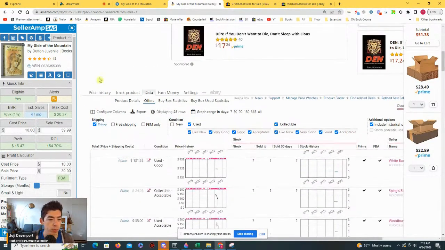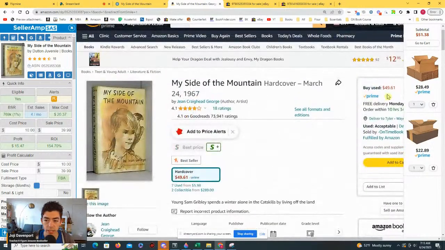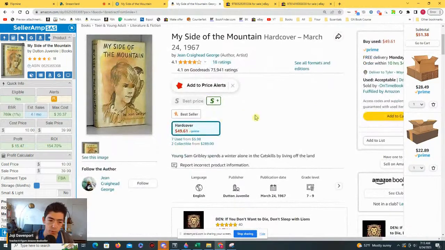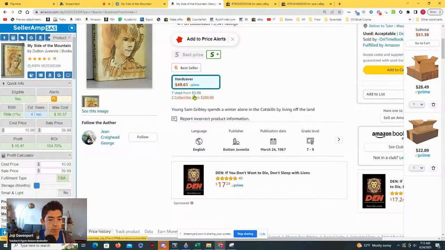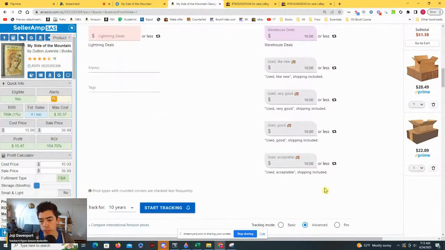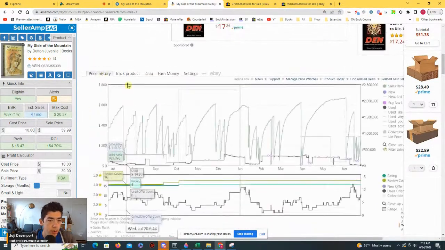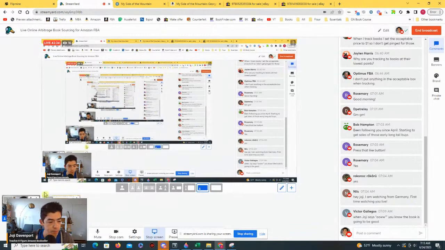So it's kind of all over the place, but I think you could probably pretty easily sell this book for $39.99 in prime condition, especially considering that the buy box is actually $49. So I'm going to track this book for, we'll say $10, including free shipping, and we'll just get rid of the acceptable copies. All right, so I think that's a good book to pick up.